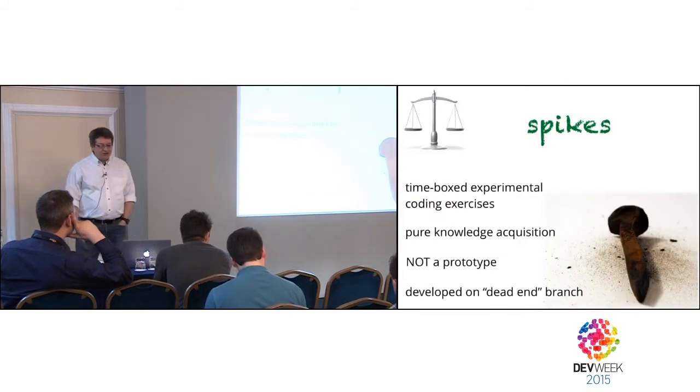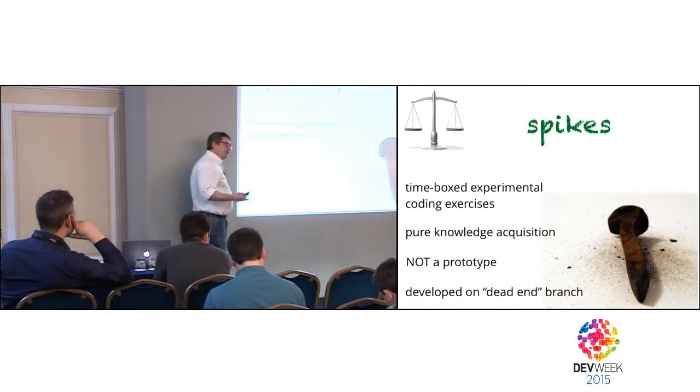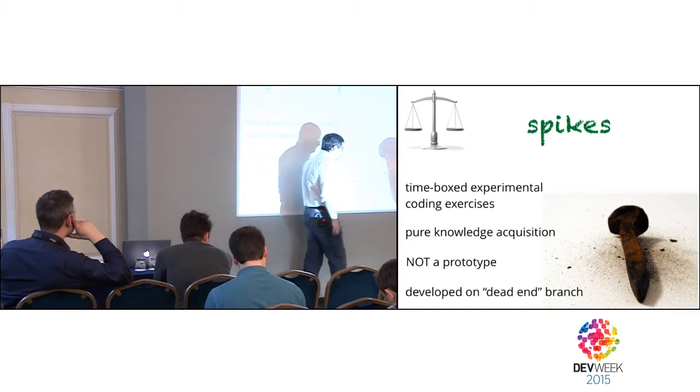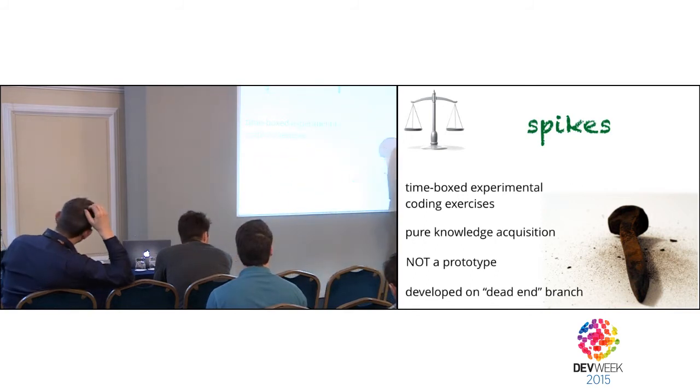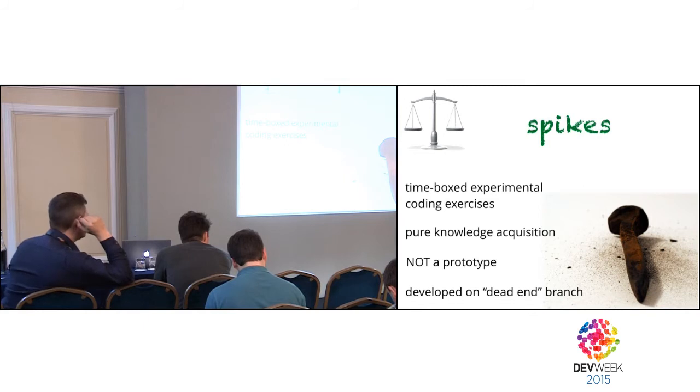These are time-boxed experimental coding exercises. A good example of a spike is we're assessing Bob's new web framework and we need to find out if it plays nice with the authentication and authorization mechanism we have in our company. You'll start a tiny project as a branch off your main branch, and you just build code until you verify, yay or nay, that this works the way I think it does.